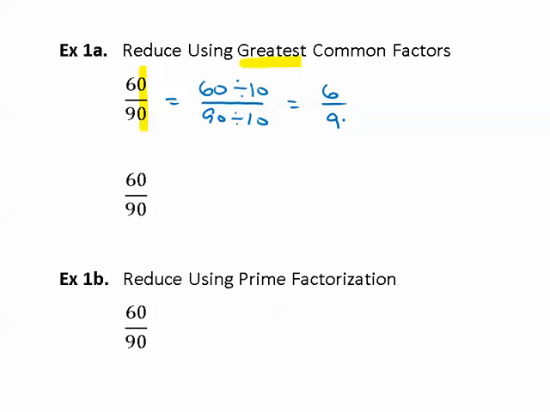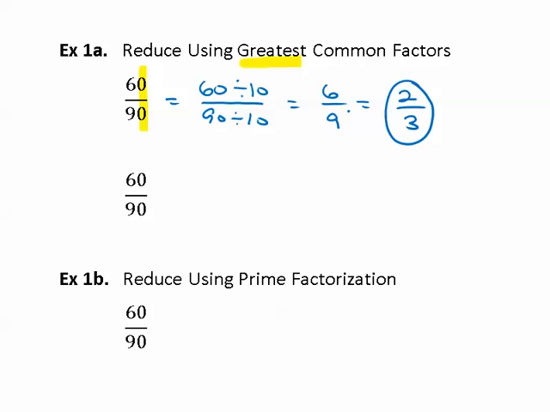But then when you look at 6 and 9, you say, well, wait a minute, they're both divisible by 3. And when you divide 6 by 3, that's going to give you 2. And then 9 divided by 3 gives you 3. So we have reduced 60 over 90 using what's called common factors.